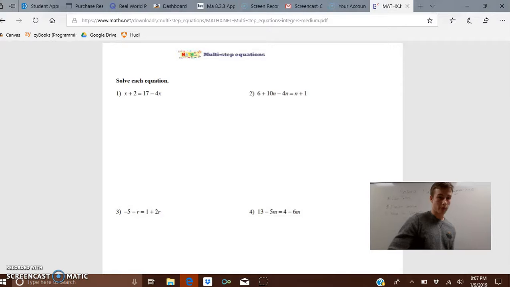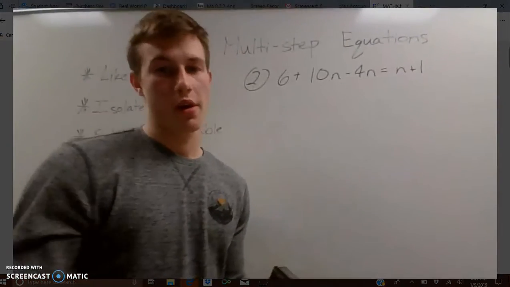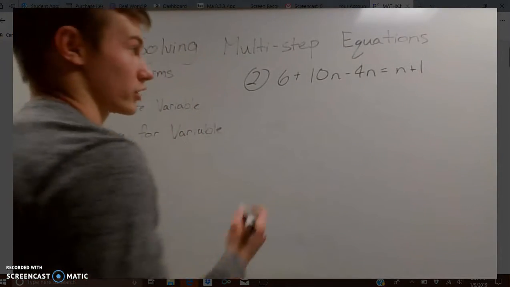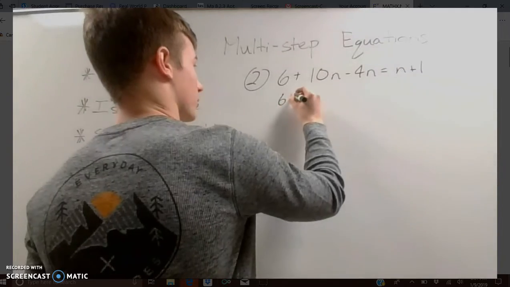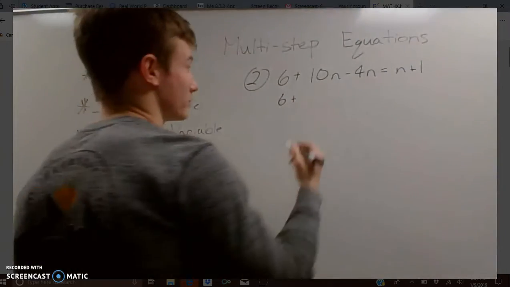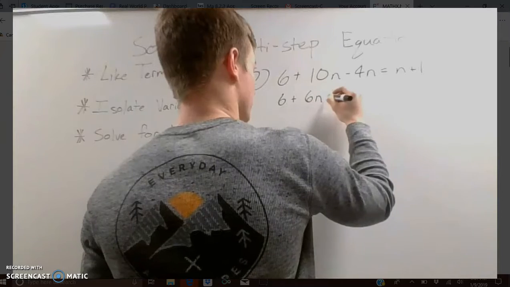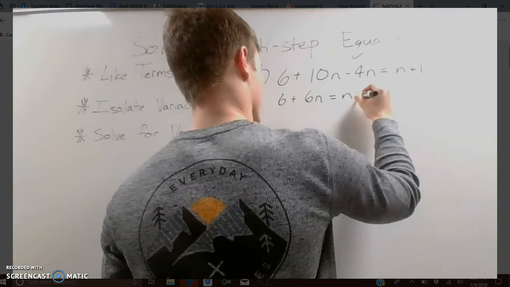Looking at number 2, we have 6 plus 10n minus 4n equals n plus 1. So our first step here, let's just combine like terms. So we have 6 plus 10n minus 4n, which is 6n, equals n plus 1.